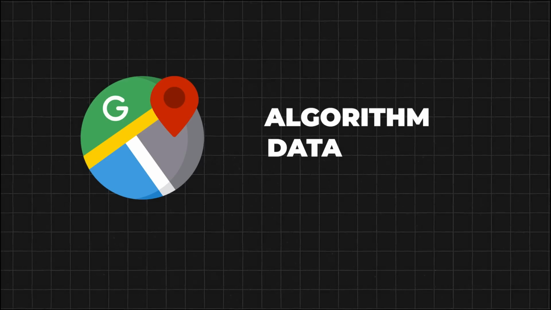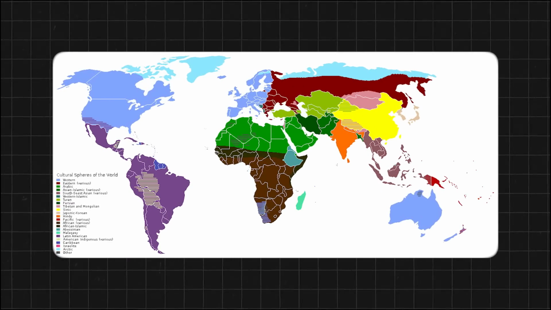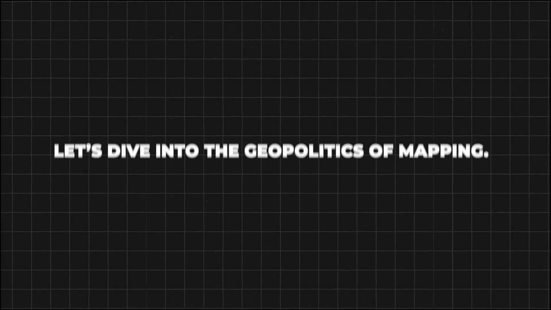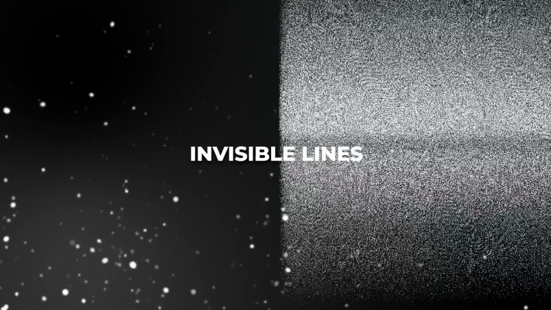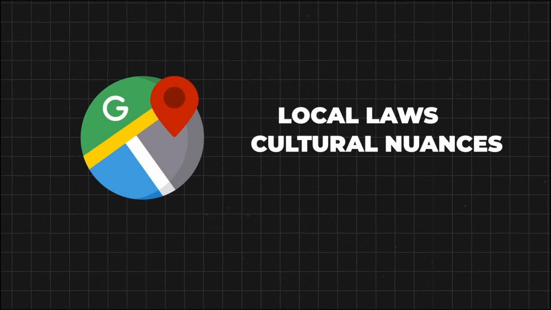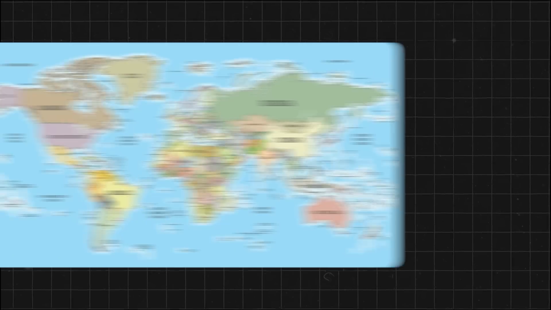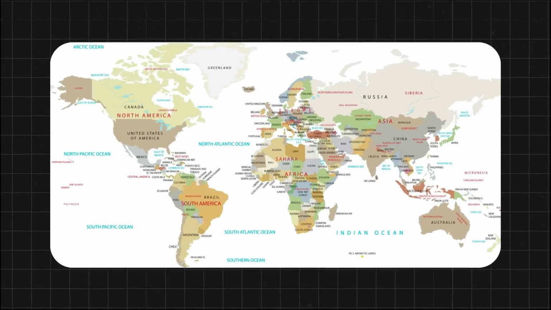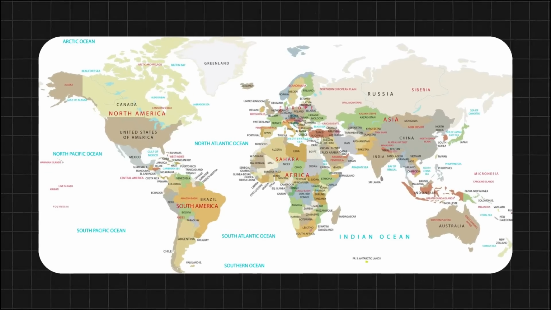But Google Maps is more than just algorithms and data. It's a cultural map, too, adapting to political boundaries and local laws. Curious how that works? Let's dive into the geopolitics of mapping. Boundaries and borders aren't universally agreed upon, so Google customizes maps based on local laws and cultural nuances. For instance, a border shown in one country might look entirely different in another. Certain map details might even be blurred or omitted in some regions to comply with regulations.